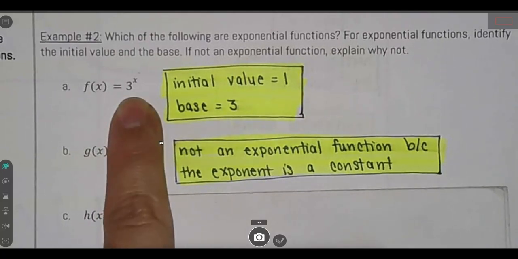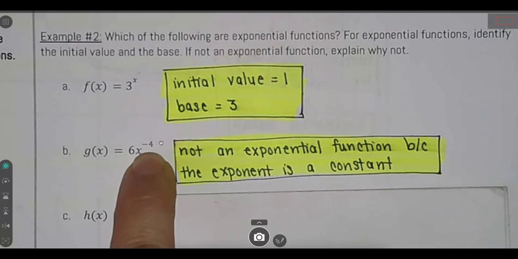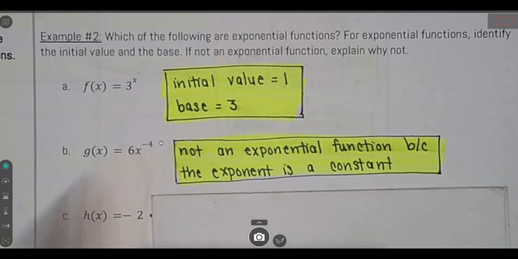Yeah, so you see how there's a variable in the exponent here? This one does not have a variable in the exponent. The exponent is a -4. So it's actually a rational function now that I think about it. Sorry, I said a quartic function, but that's not correct. It would be 3 over x to the 4th power.